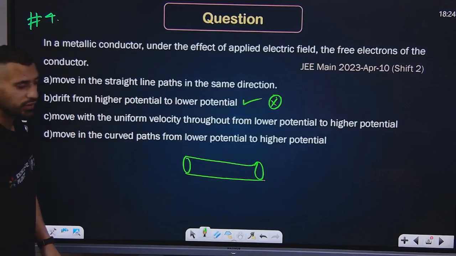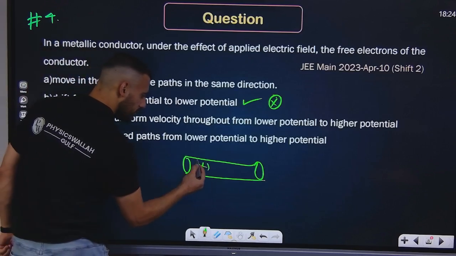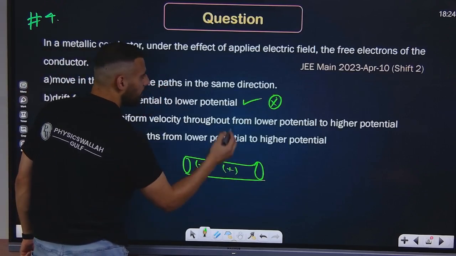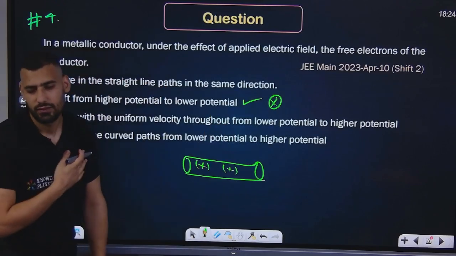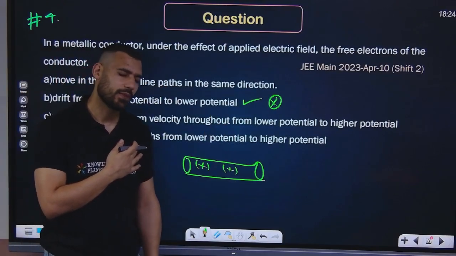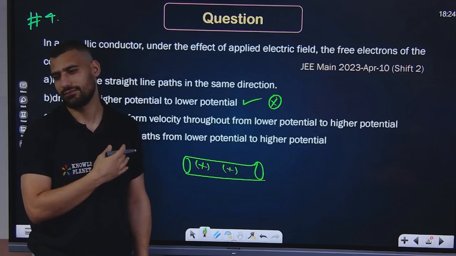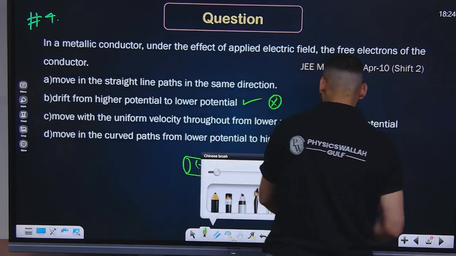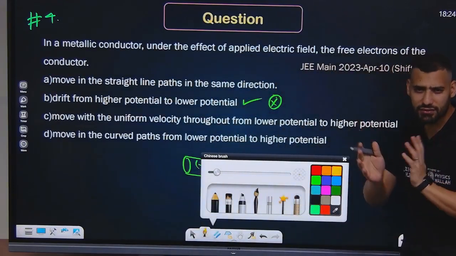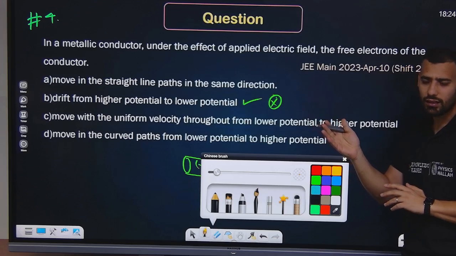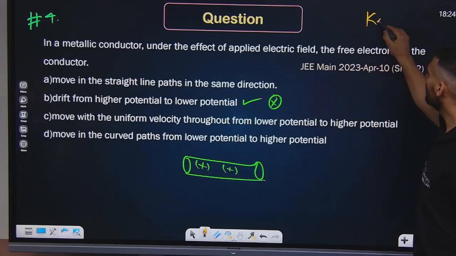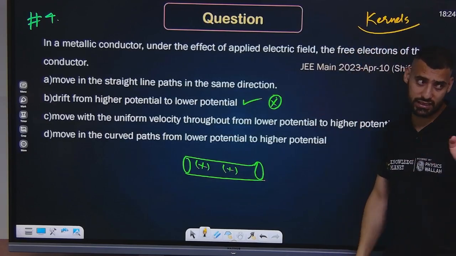There are positive charges called, what are they called? They are not protons, bro. Do protons leave the nuclei? They are kernels. They are not cations.